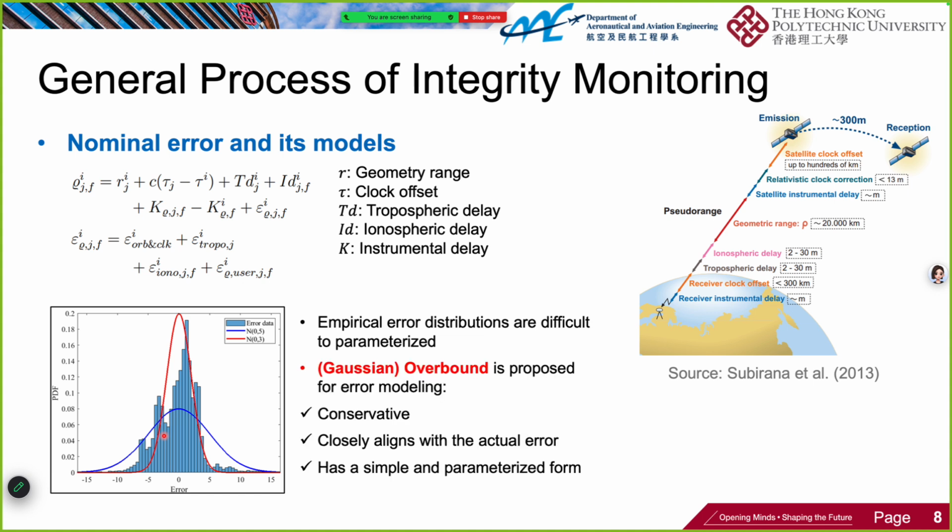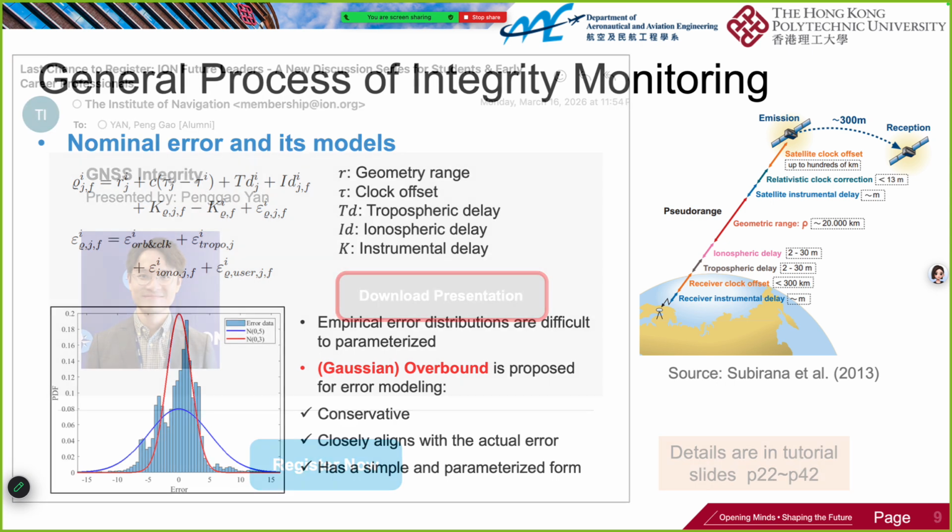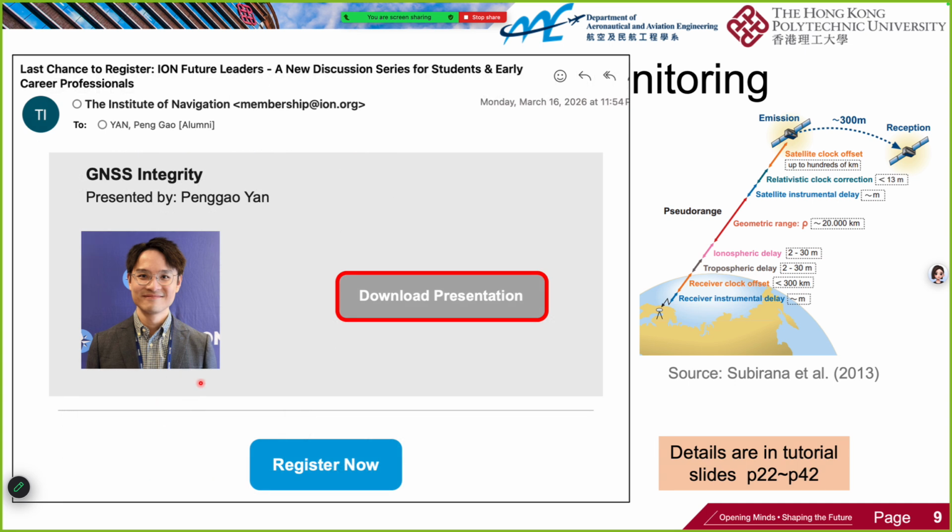So instead, we often use an overbound for error modeling. More specifically, we use a Gaussian distribution as the overbound. And the overbound is conservative. It still matches the real error behavior, and it is simple to parameterize. In this way, we obtain the nominal error model. If you want to learn more about the overbound, you can check pages 22 to 42 in my tutorial slides. You can download them from the email sent before.